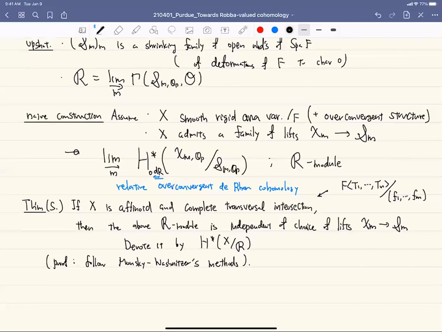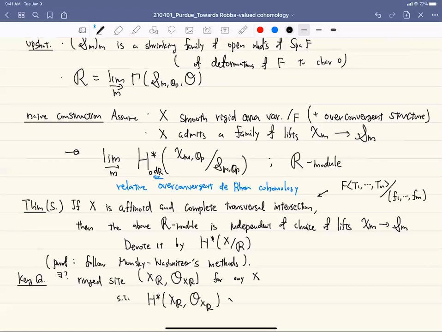So of course, the main question is whether we can give such a definition. And of course, the easiest question is whether you can use some site-theoretic approach or topos approach. In other words, does there exist a ringed site, say some kind of X_R and its structure sheaf, for any smooth X with overconvergent structure, such that its site-theoretic cohomology agrees with this naive definition, at least when X is affinoid and a complete transversal intersection?